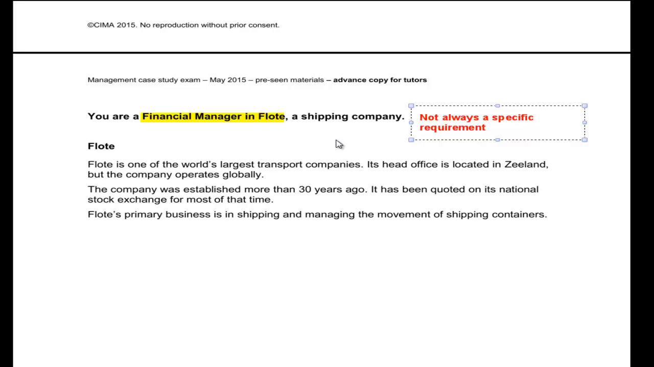Now we can see here that Flote is one of the world's largest transport companies. Its head office is located in Zealand. That again comes into the fictional country, the fictional hypothetical world. But the company operates globally. Now, what you need to be thinking of when you see these words is that you now need to be aware that it is a substantial company, one of the world's largest.